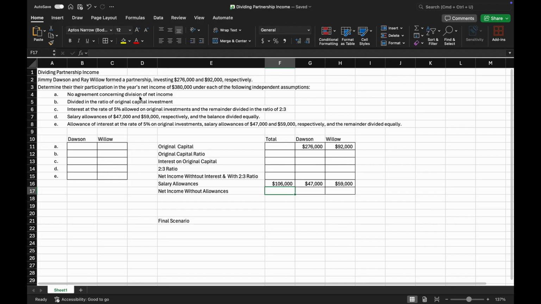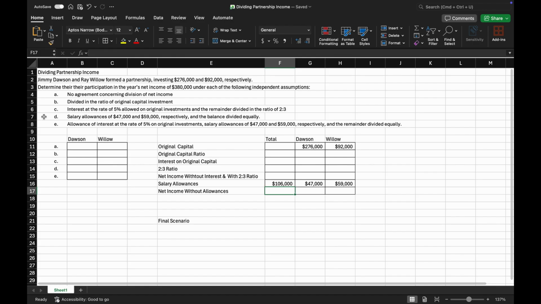Assumption A: no agreement concerning division of net income. Assumption B: divided in the ratio of original capital investment. Assumption C: interest at the rate of 5% allowed on original investments and the remainder divided in the ratio of 2-3. Assumption D: salary allowances of $47,000 and $59,000 respectively, and the balance divided equally. Assumption E: allowance of interest at the rate of 5% on the original investments, salary allowances of $47,000 and $59,000 respectively, and the remainder divided equally.